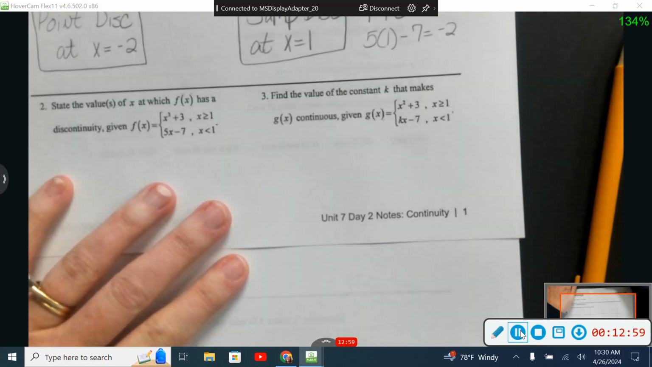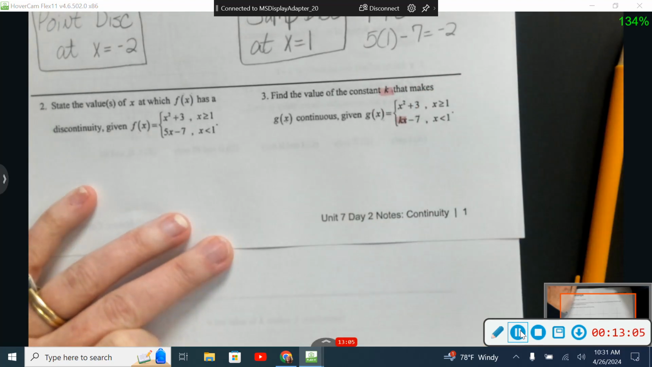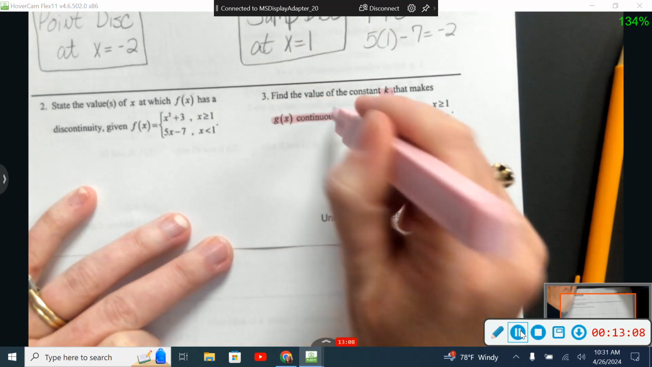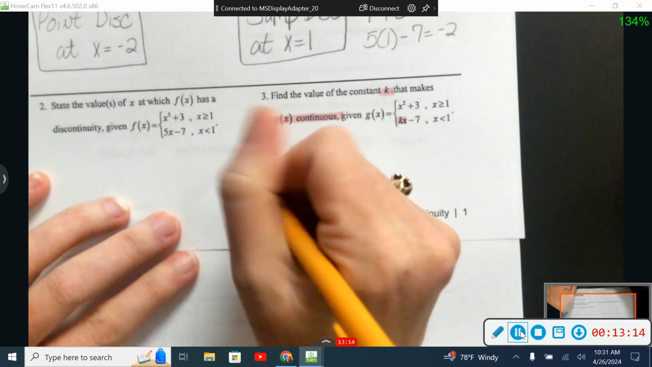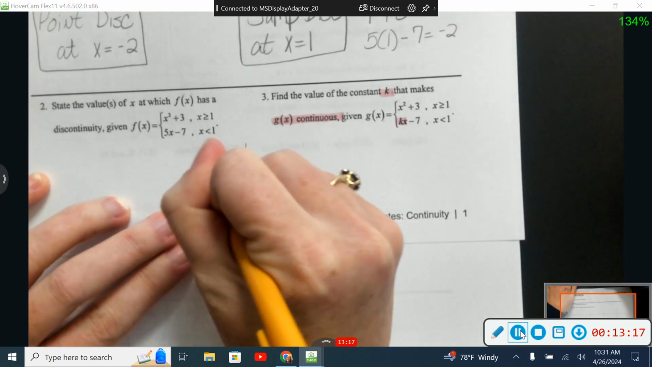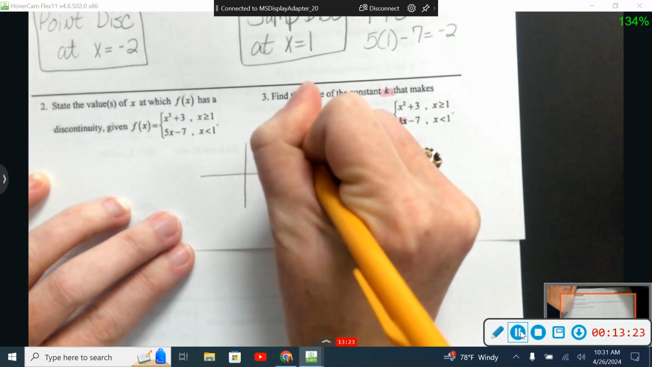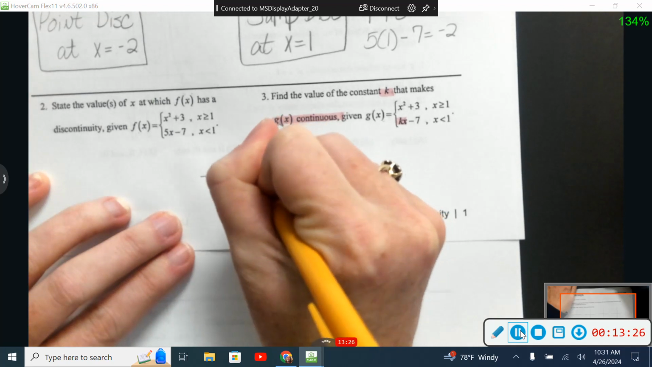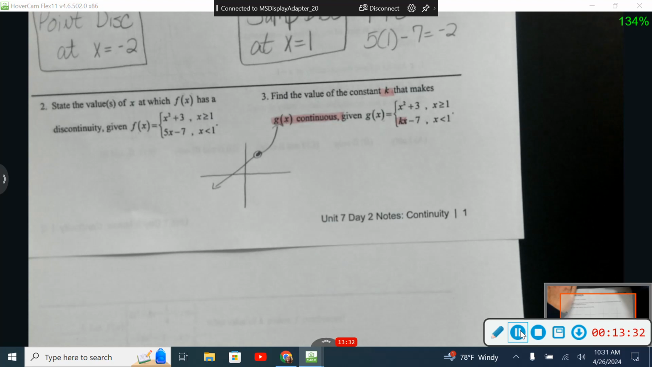On number 3 this time, we're trying to find the constant k. So here's k right here in my problem, that makes my graph continuous. Rather than discontinuous, this time we want it to be continuous. Let me show you what it would look like if it was continuous. I'm going to still have my parabola up here and my line over here, but I want my open circle and my closed circle to touch.